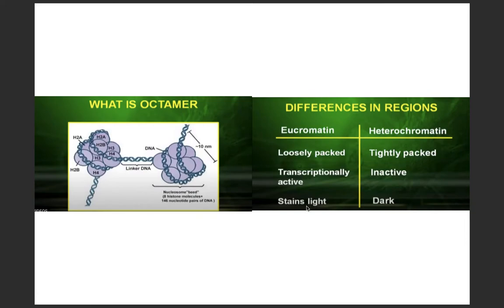Euchromatin stains light while heterochromatin stains dark. These are the three important points of comparison between euchromatin and heterochromatin when we are studying their packaging inside the cell.